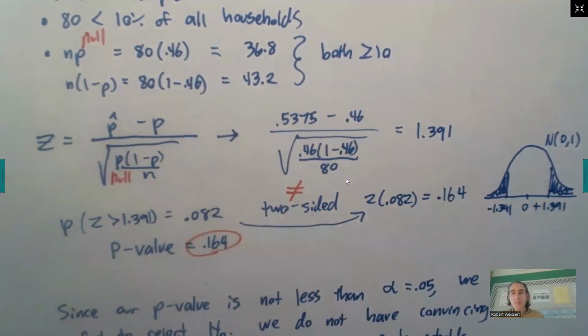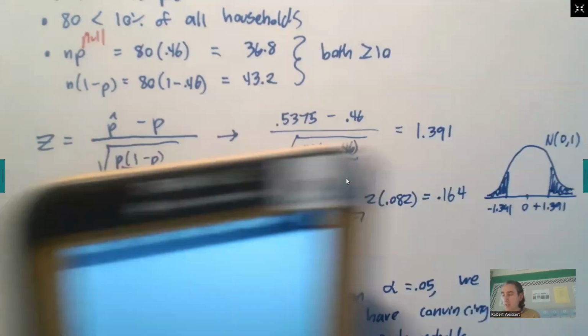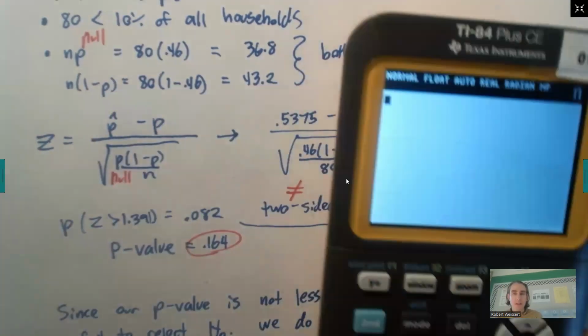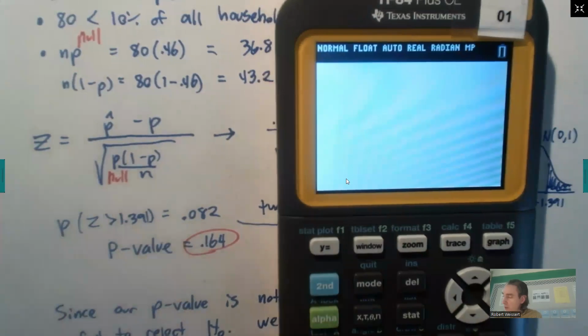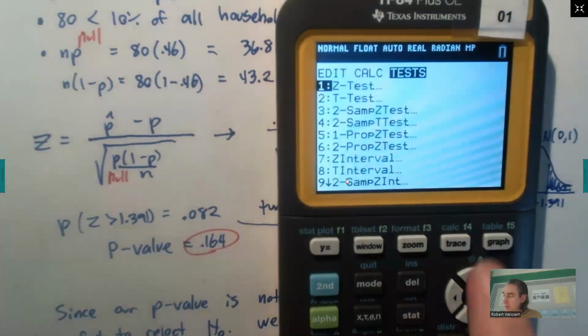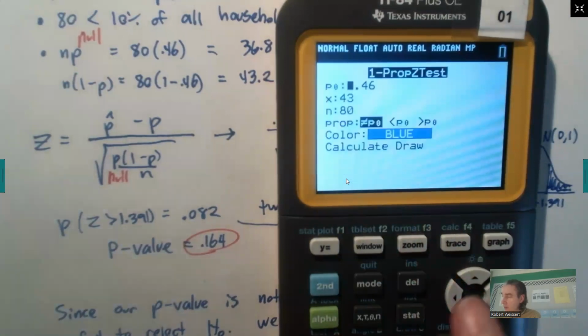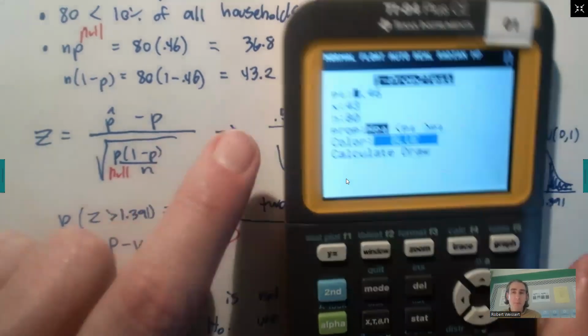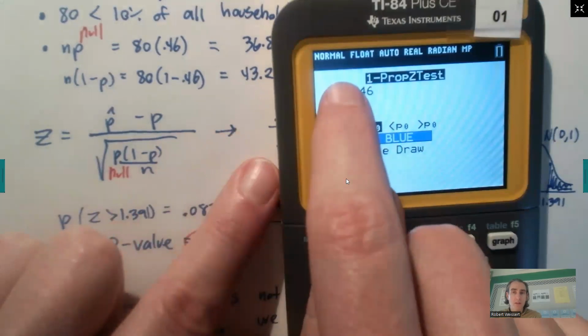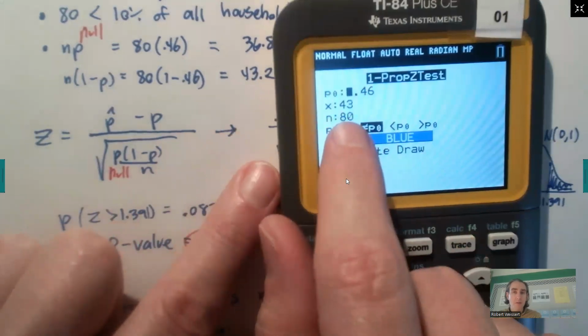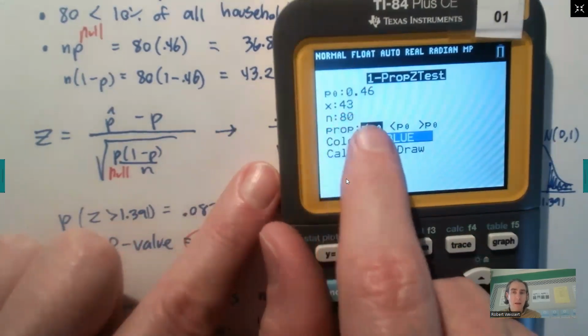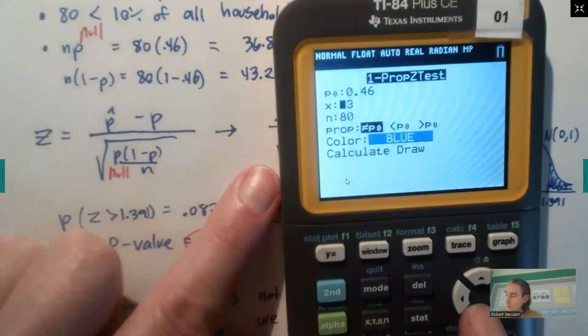You also want to make sure that you can do this on the calculator, because if you forget the formula, you can still get this answer. So when you go to the calculator, go to stat tests. This is the 1-PropZTest, number 5. In here, you're going to put your null proportion, 0.46. You're going to put your counts out of 80, so 43 out of 80, and set it to not equal.